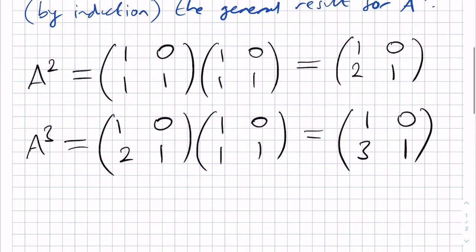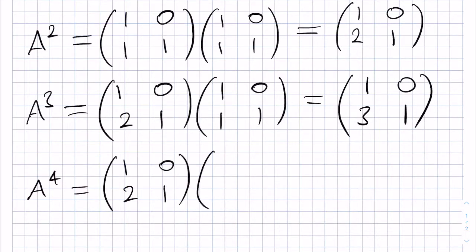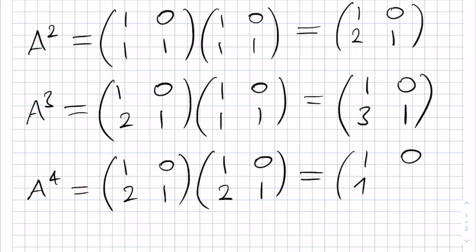Lastly, if we do A to the power of 4, then we could do A cubed times A, or we could do A squared times A squared. Let's do that to mix it up slightly. So 1, 0, 2, 1 for A squared times A squared. And that gives us 1, 0, 4, and then 1.